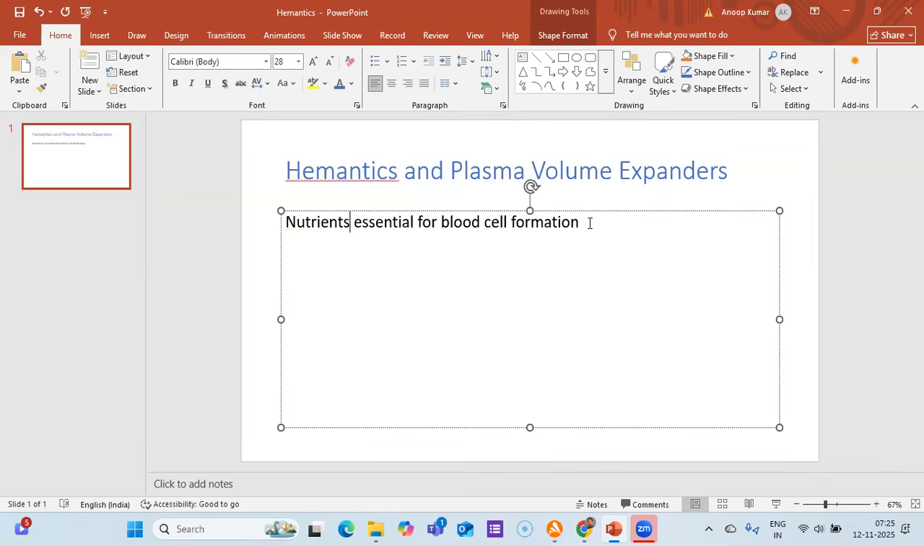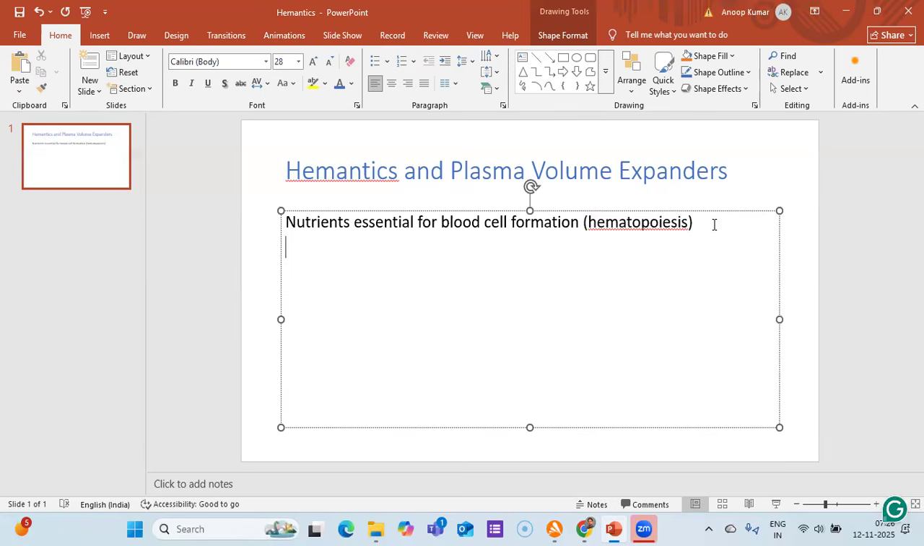So what are the nutrients which are required for the formation of the blood cell? The formation of the blood cell, we call the process hematopoiesis, right? Hematopoiesis is the process by which your blood cells are formed. So the nutrients which are required for the formation of the blood cells, we call hematinics. So what nutrients are required?